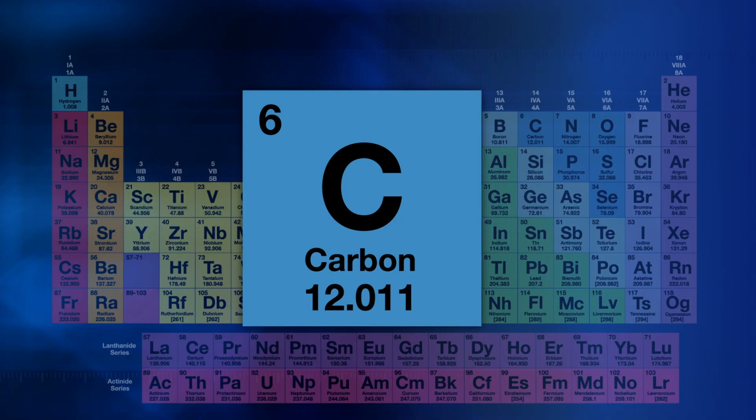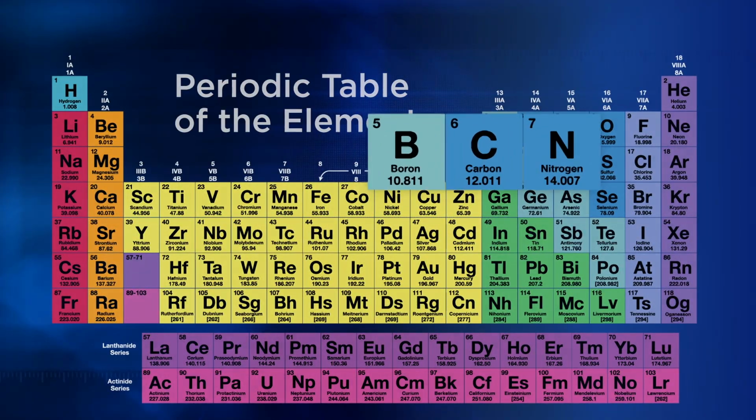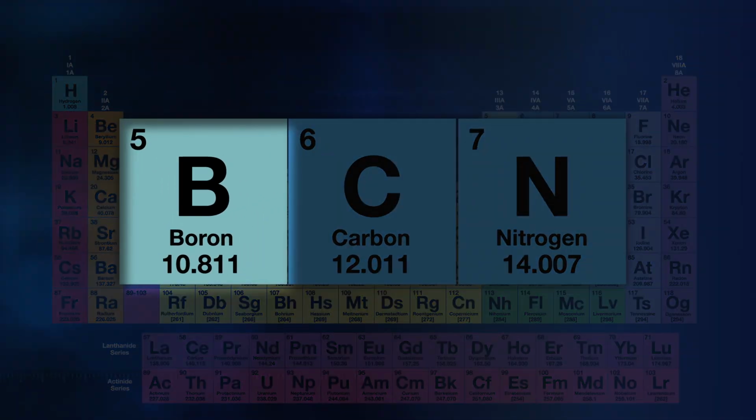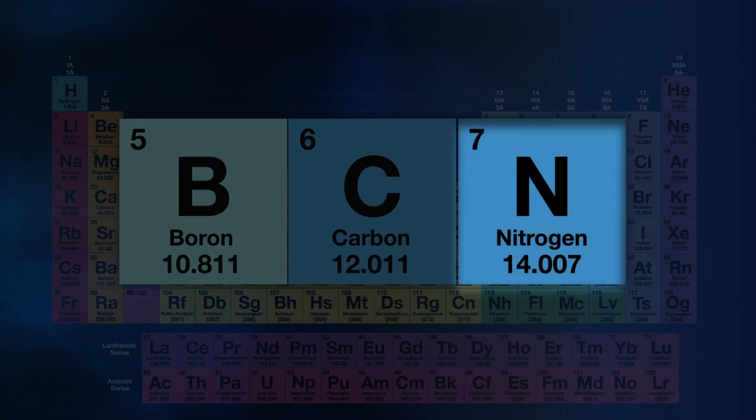And when we account for all the isotopes of carbon, we find that 1 mole of carbon atoms has a mass of 12.01 grams. Look to the left at boron with an atomic mass of 10.81. So 1 mole of boron atoms has a mass of 10.81 grams. And look at nitrogen on the right. It has an atomic mass of 14.01. So 1 mole of nitrogen has a molar mass of 14.01 grams.